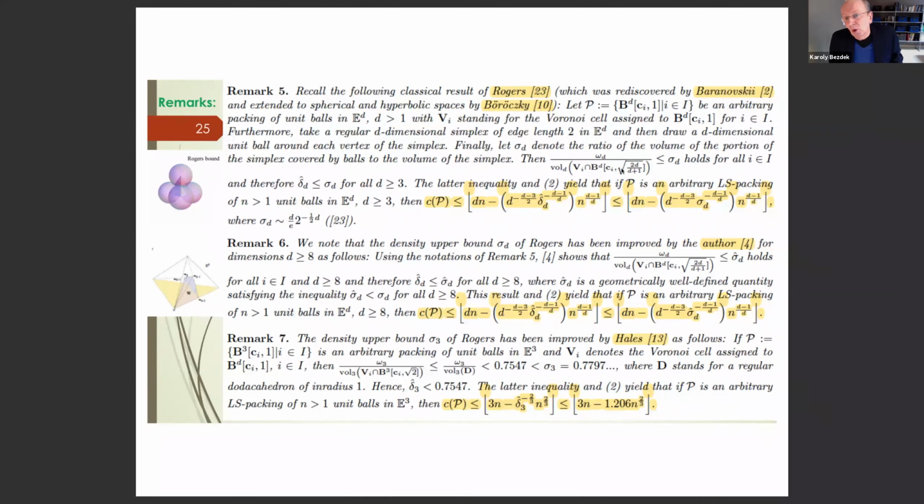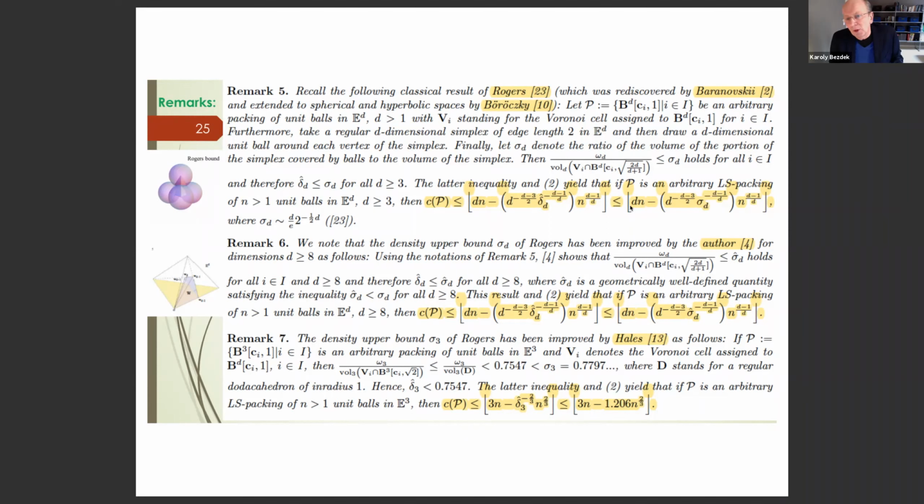It is much smaller. It is square root of 2d over d plus 1. So that means that one can actually conclude that this quantity that we introduced on the previous slide, delta sub d hat, is upper bounded actually by Rogers quantity sigma sub d. So this upper bound that I proved stated on the previous slide for the contact number of an arbitrary locally separable unit ball packing, it can be further upper bounded using sigma sub d.